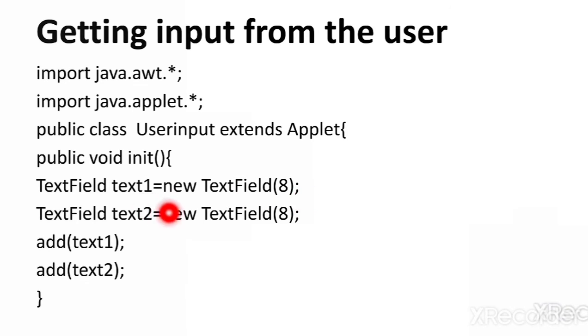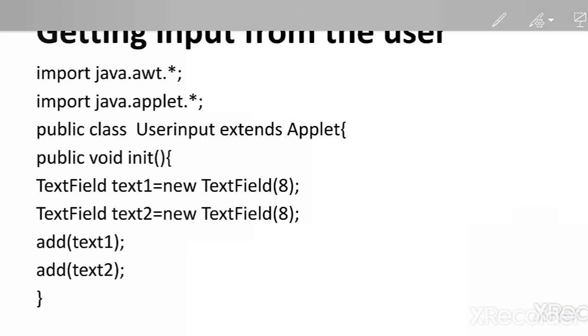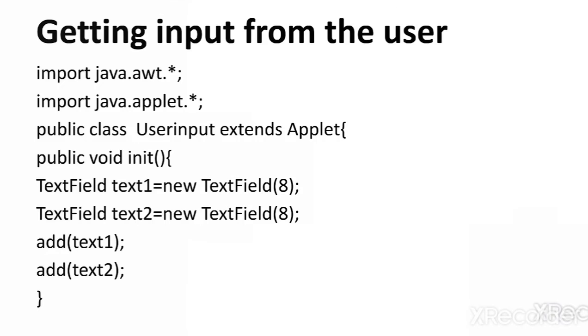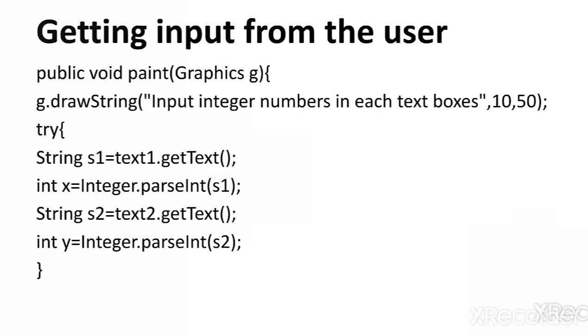Okay, and then I'm calling this add method to place the objects of a text field into the output window. So add text1, add text2 will add these two text boxes on the output screen. Hence you can see two text boxes on the output screen. Next, after the init method, I'm going to call the paint method to display the output.